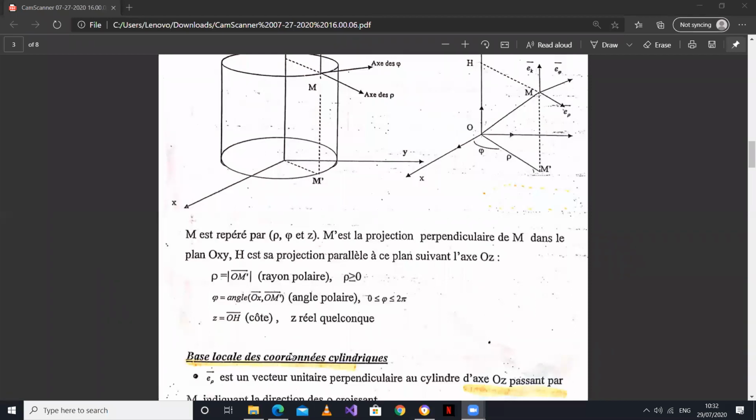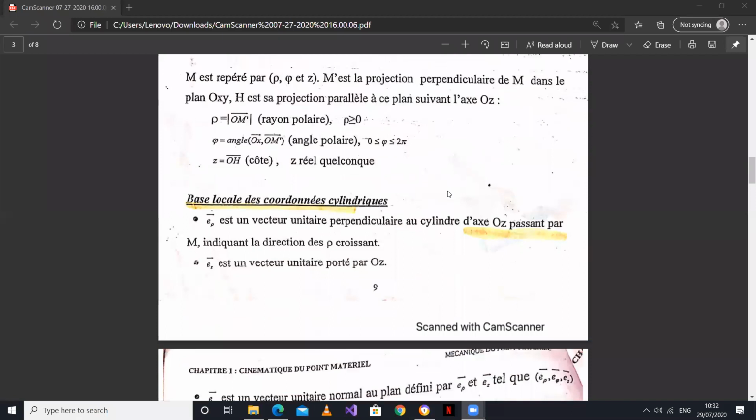It's more explicative, more informative than just saying OM, just moving from O to M. The person won't know what you're talking about, even if you have seen it, but how exactly has the object moved in space? So you say, okay, it moved rho in the direction of E rho, and then it moved up Z in the direction of K. C'est clair?